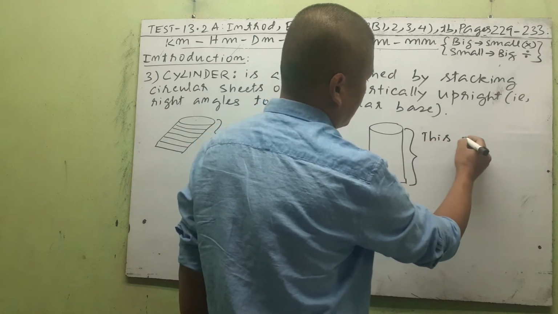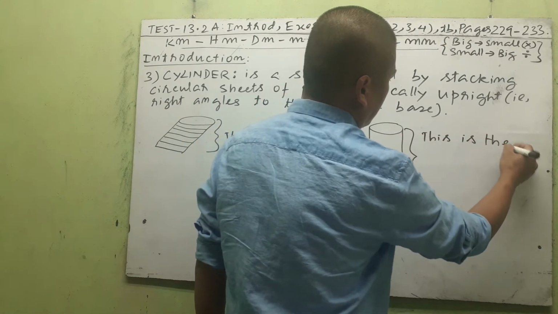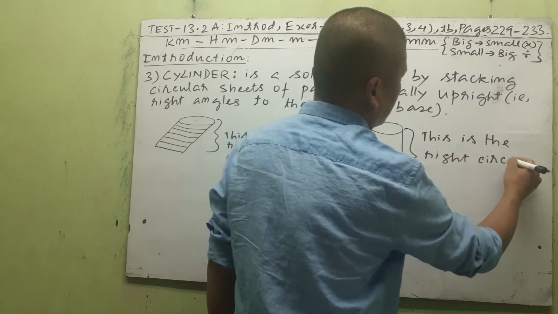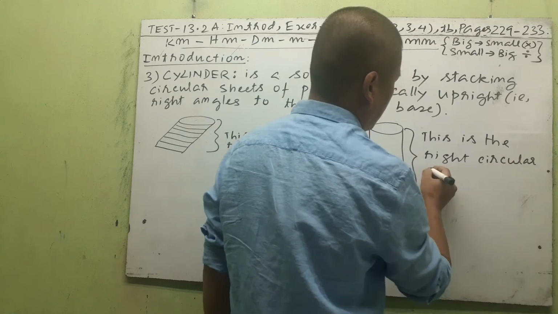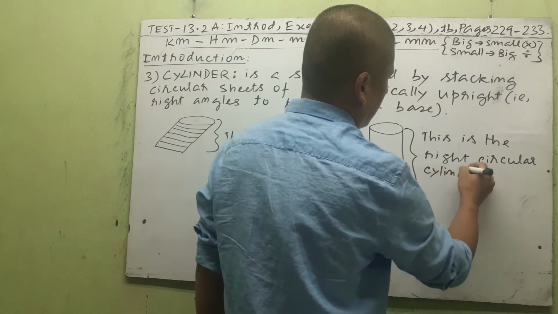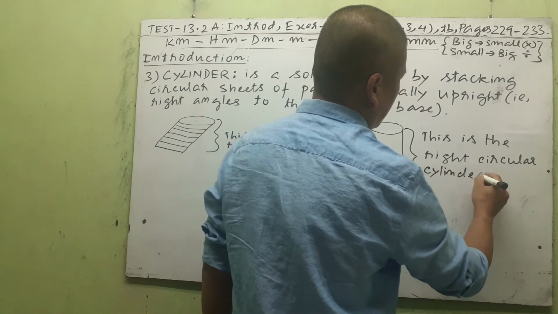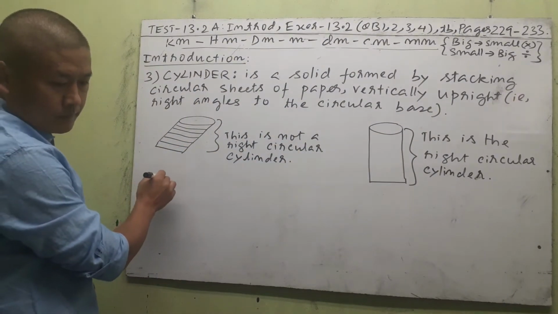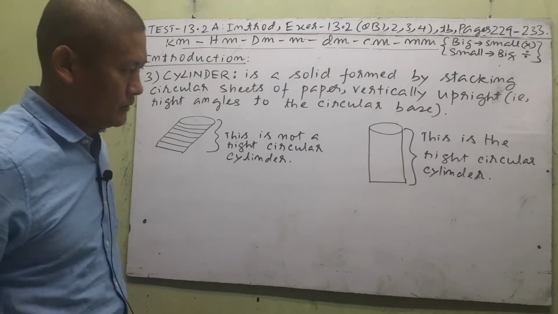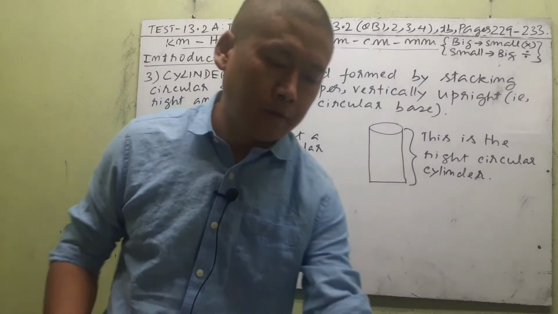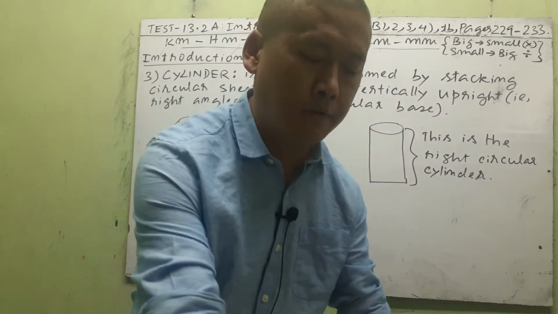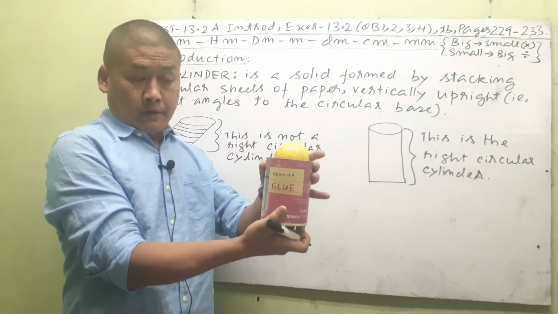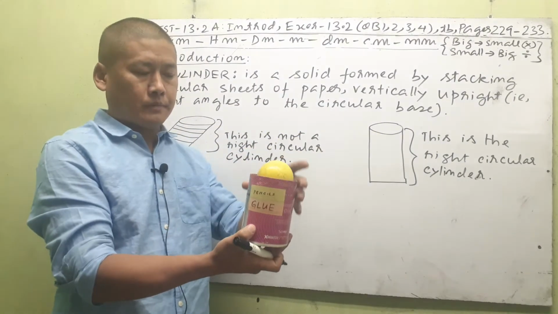This is the right circular cylinder. Let us say this is figure 1. So this is the right circular cylinder. Simply put, this container here, see, is the cylinder standing upright. You can see the shape.